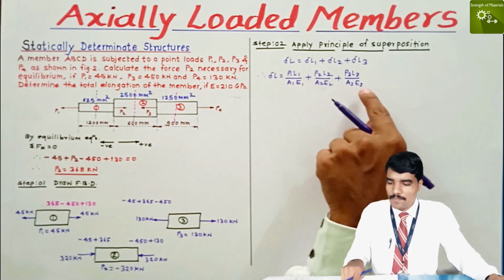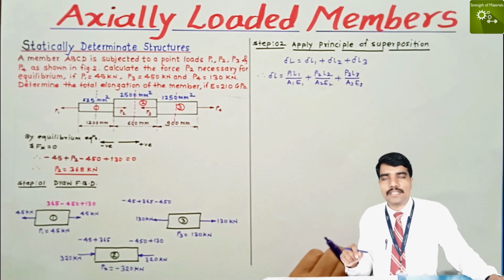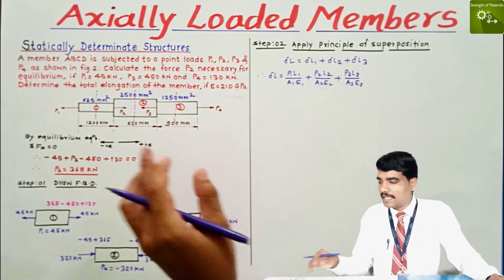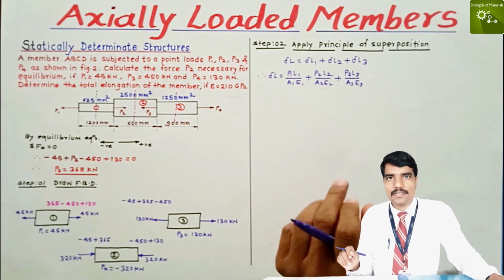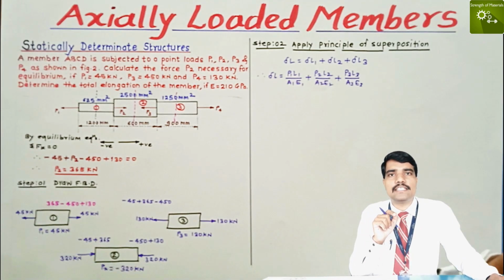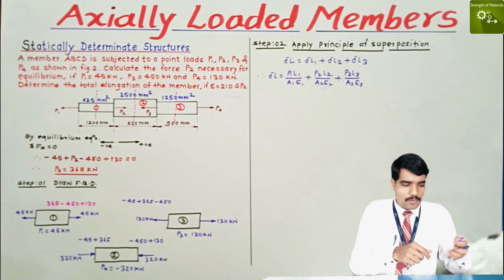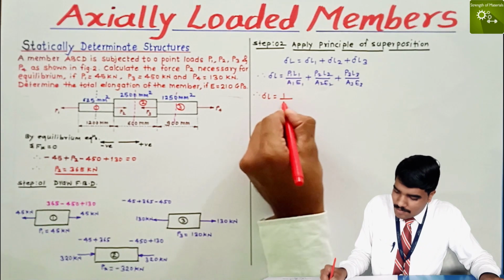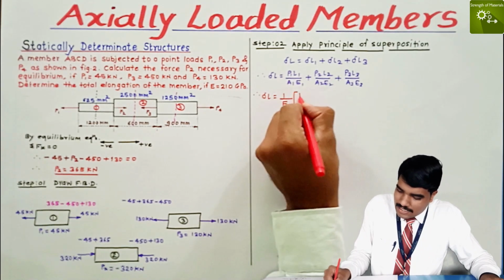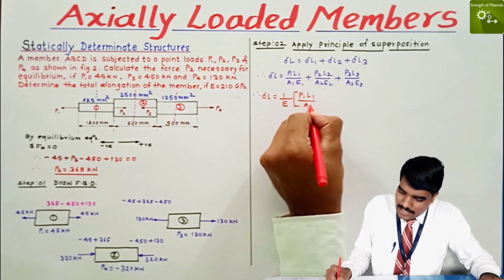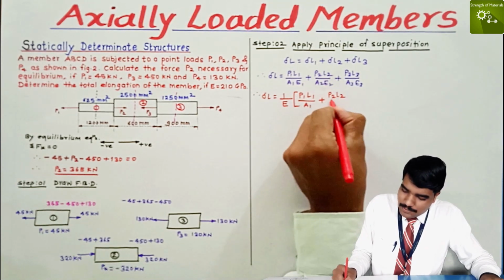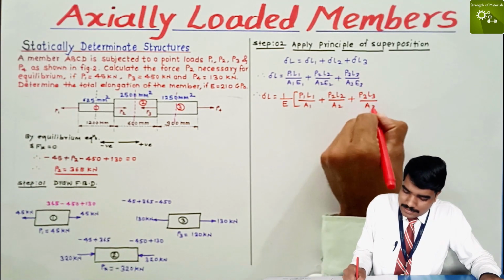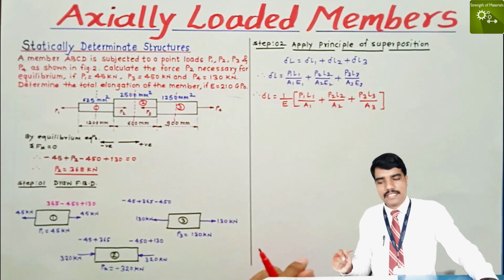Here the material is homogeneous. That's why the modulus of elasticity is the same throughout its length, so we take E common. Here area is different, length is different, force is different. Only the modulus of elasticity is the same. That's why we take the modulus of elasticity common. That is, delta L is equal to 1 upon E times P1 L1 divided by A1 plus P2 L2 divided by A2 plus P3 L3 divided by A3. Then put all the values in that equation.